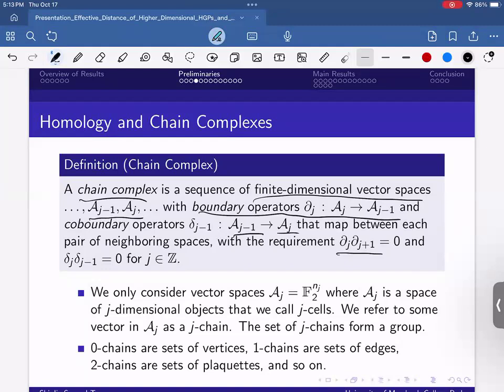And there's an additional requirement: the boundary of the boundary, partial_j composed with partial_{j+1}, has to be equal to 0. And there's a similar condition for the co-boundary. Yeah. What's the boundary operator? The boundary operator, you can think of it as a matrix if you want. A_j and A_{j-1} are vector spaces, so you could have vectors in those spaces, and this matrix brings a vector from the A_j vector space to the A_{j-1} vector space. I'll give you an intuition shortly, I just want to state the definition first.